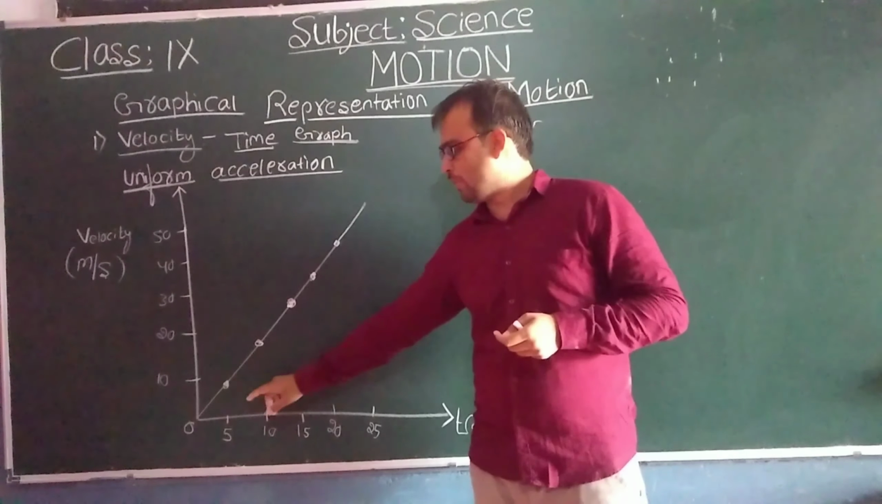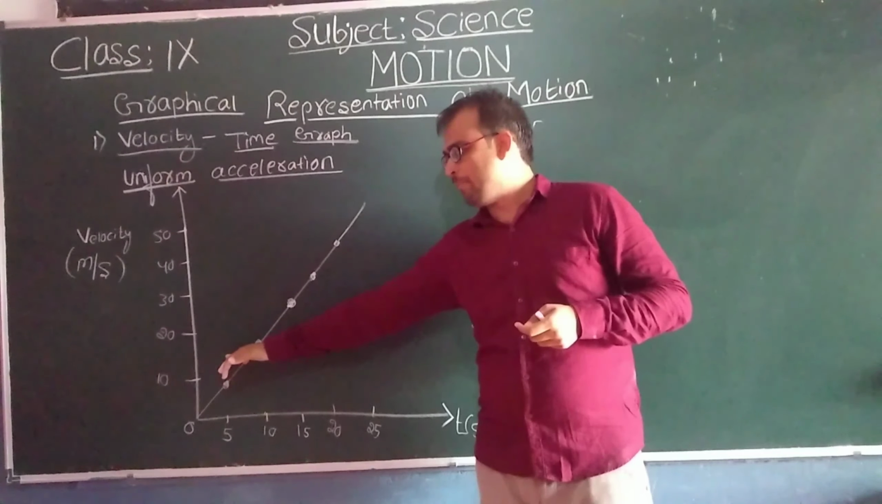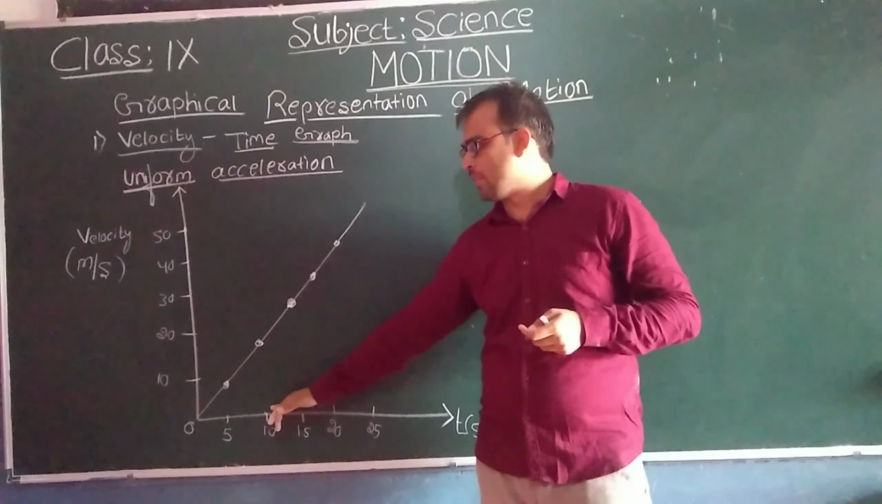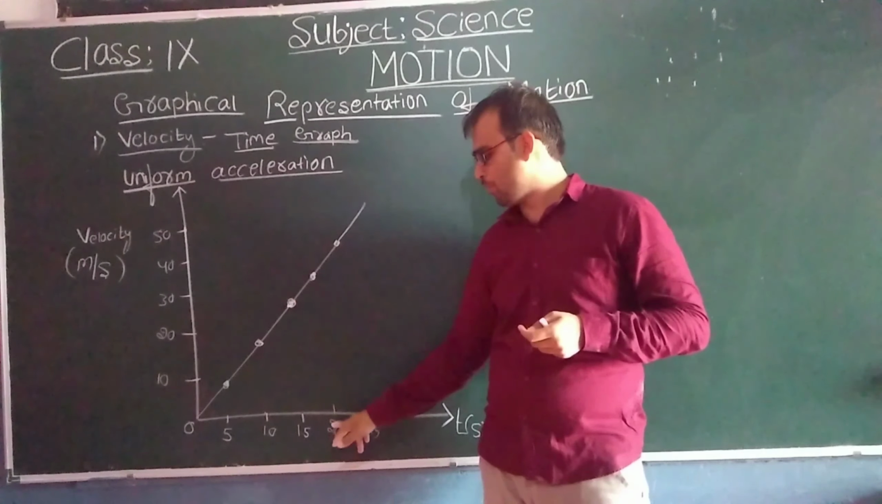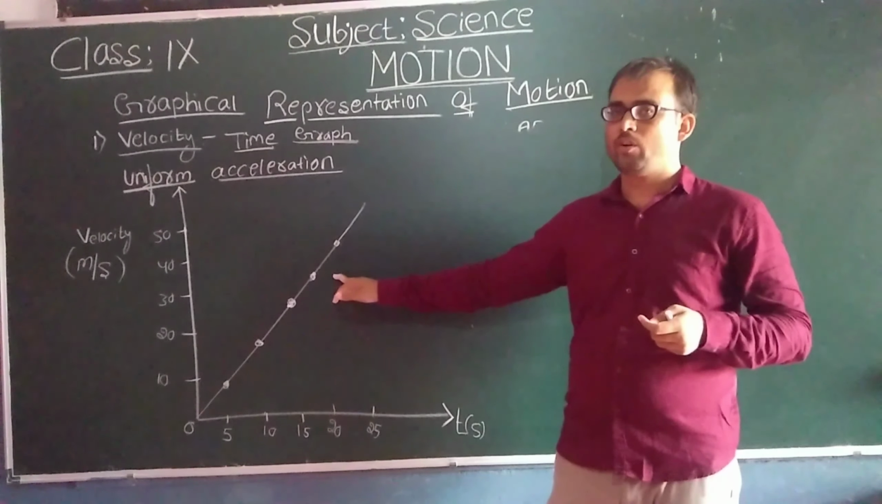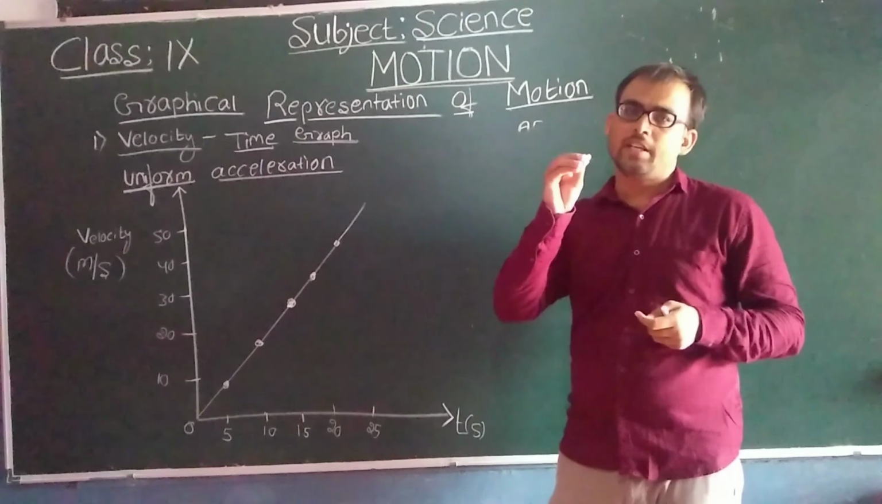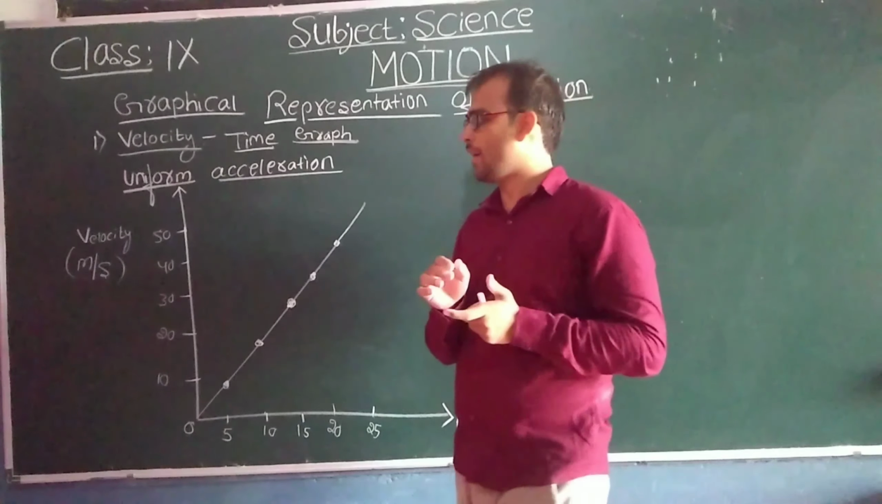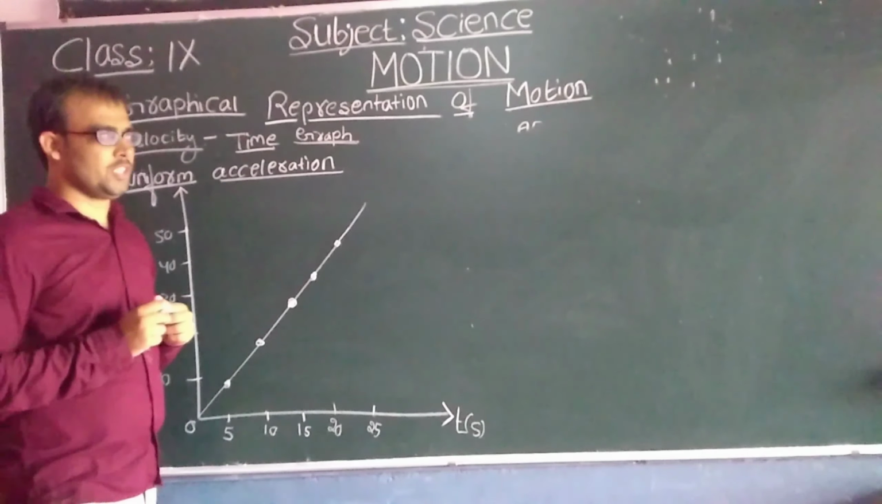So first, during 5 seconds, the velocity was 10 meters per second. During the next 10 seconds, velocity 20. Next 15 seconds, velocity 30. Next 20 seconds, velocity 40. So for each 5 seconds, the velocity is increased by 10 meters per second. So here, the car is moving with uniform acceleration.